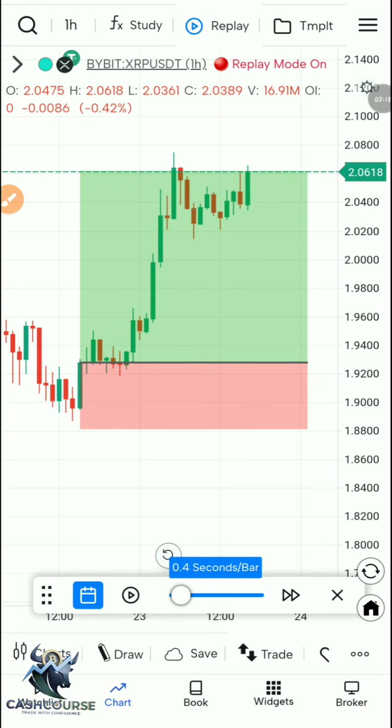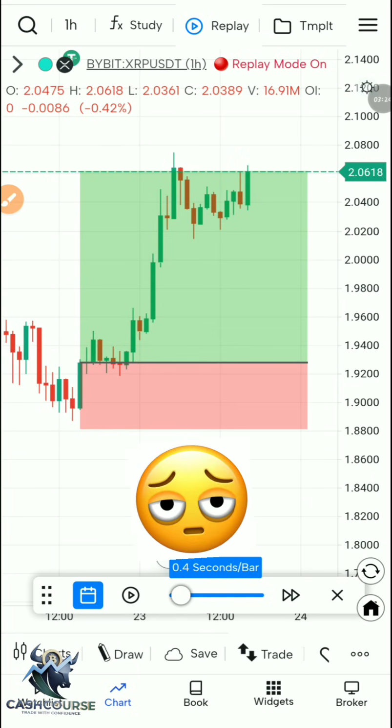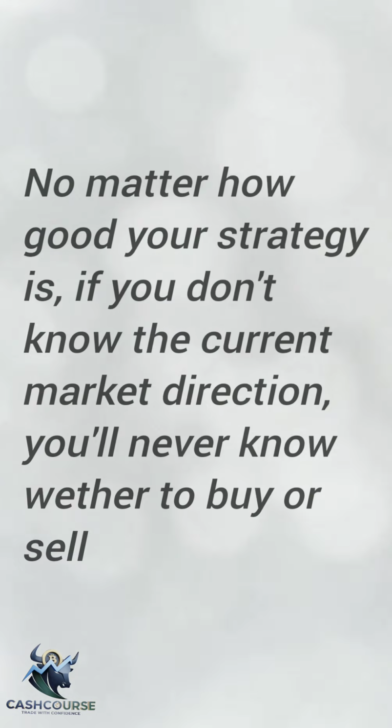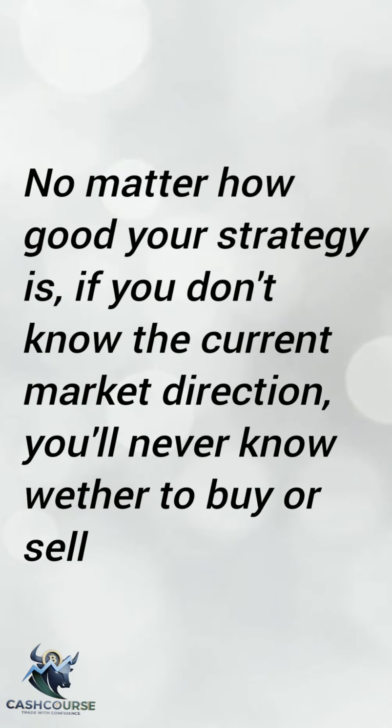But understanding and mastering these candlestick patterns alone doesn't solve the entire problem, guys. It does not. Now, there's one critical piece of the trading puzzle that most mentors don't share. I don't know why. They'll give you the strategy, they'll give you all what you ask for, but they won't tell you the approach on what market condition to use that strategy. And here is the truth. This truth cost me more than thousands of dollars to actually learn. And the truth is, no matter how good your strategy is, if you don't know the current market direction on the higher time frame, you will never truly know whether to buy or sell.